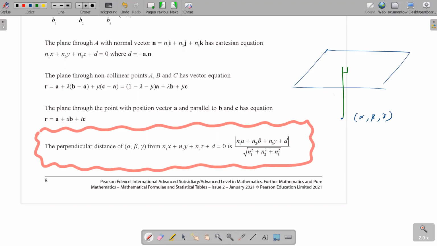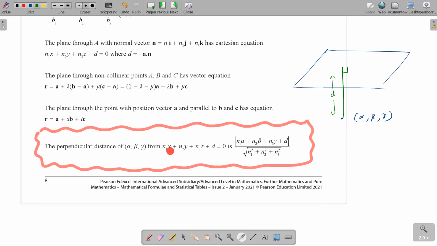Okay, the perpendicular distance from the point alpha, beta, gamma to n1x + n2y + n3z + d. This is actually the Cartesian equation of a plane, right? Like 3x, 2y, 5z equal to this, they have taken here, that's all. So this is the Cartesian equation of a plane, right? And you can see the equation, it's very easily given. Can you see how they have taken it?